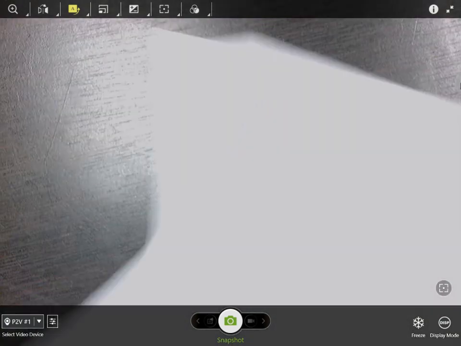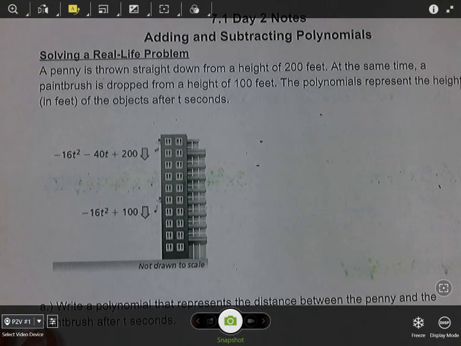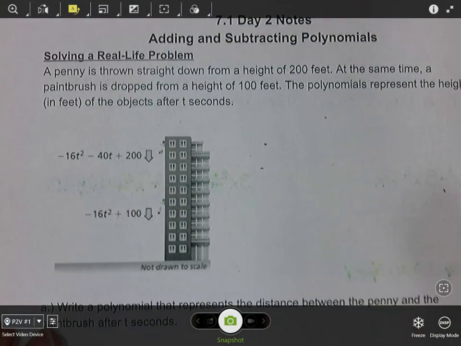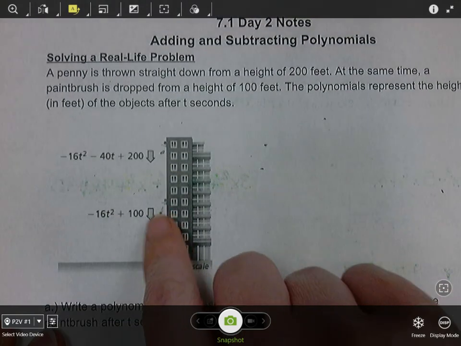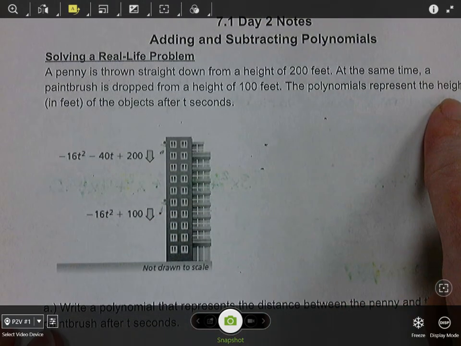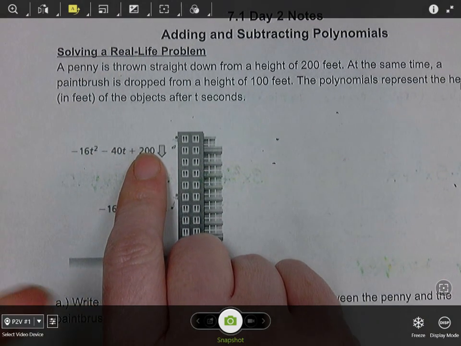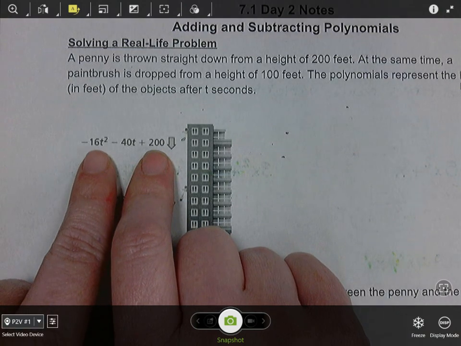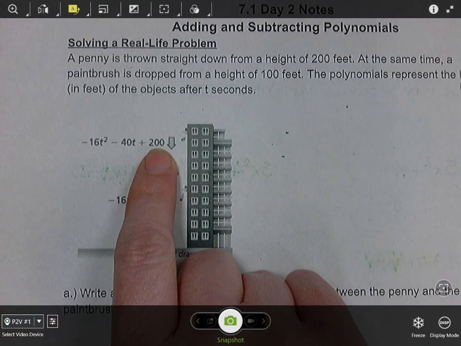It says, a penny is thrown straight down from a height of 200 feet. So it's showing you right here. This person's throwing a penny down from 200 feet. At the same time, a paintbrush is dropped from a height of 100 feet. The polynomials represent the heights in feet of the objects after t seconds. So what this polynomial here represents is, if I asked you to find the height of the penny after 3 seconds, you could plug in 3 for t and work this out, and it'll give you the exact height of the penny 3 seconds after you dropped it.